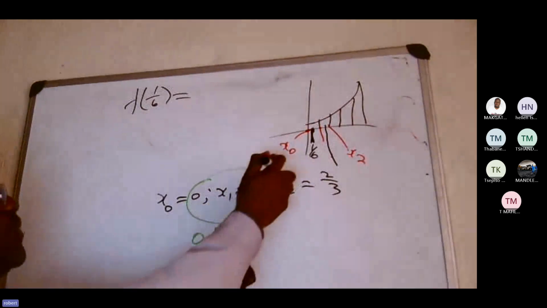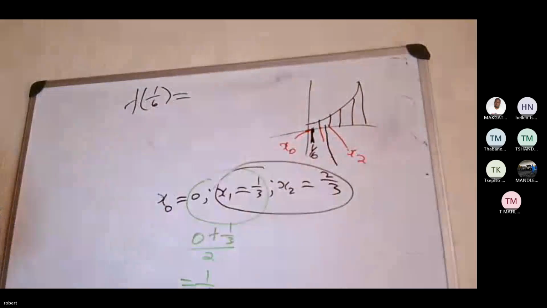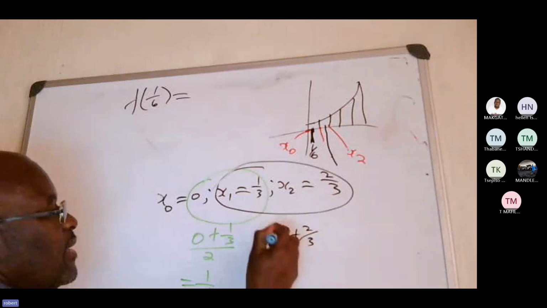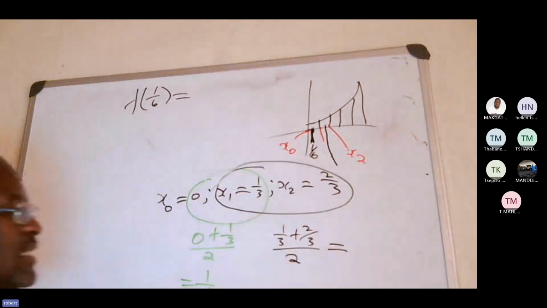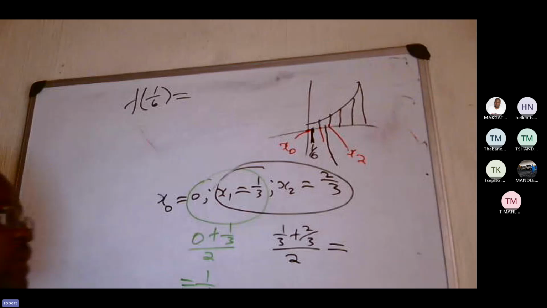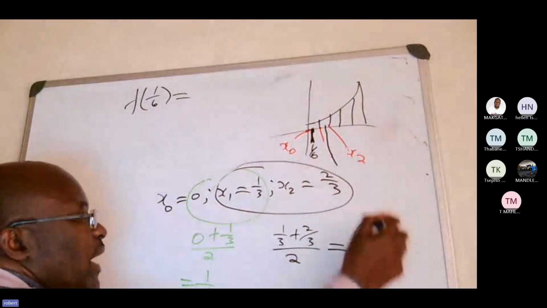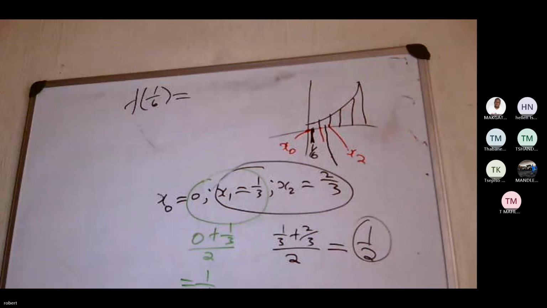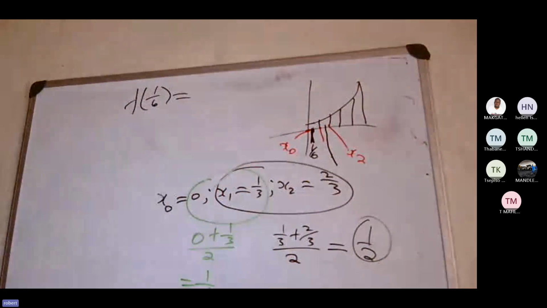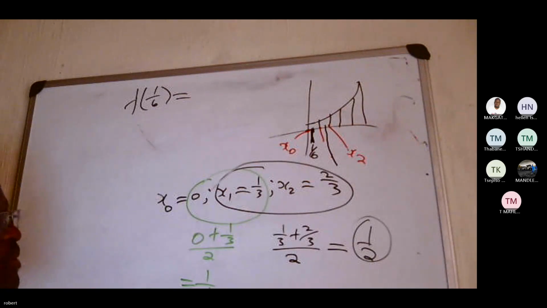And what about the midpoint of these two now? It will be 1 over 3 plus 2 over 3 divided by 2. What is the answer? 1 over 2. Then how can you get it is 1 over 2? You see, you just keep on adding them. Yes, it will be 1 over 2.